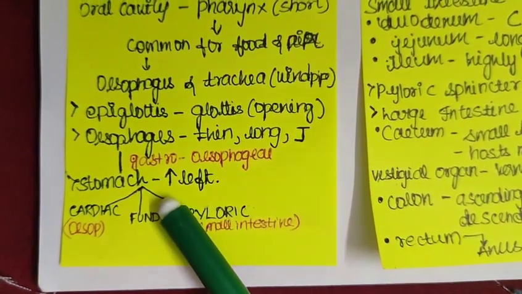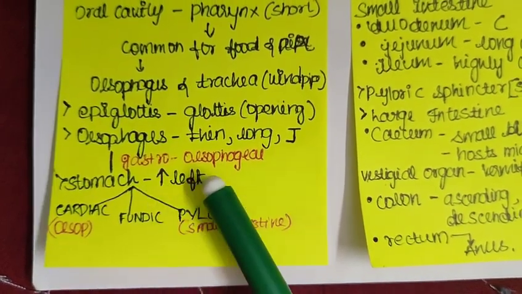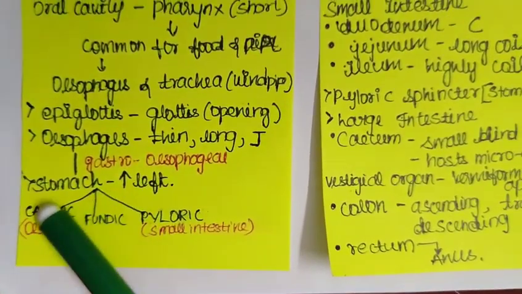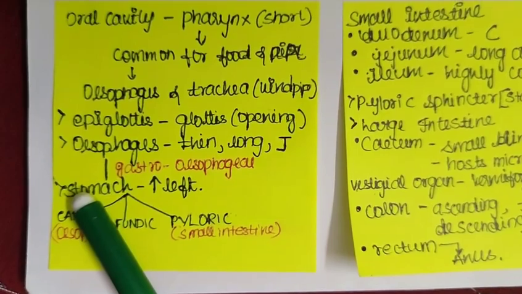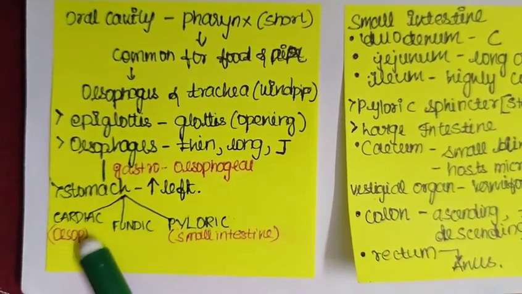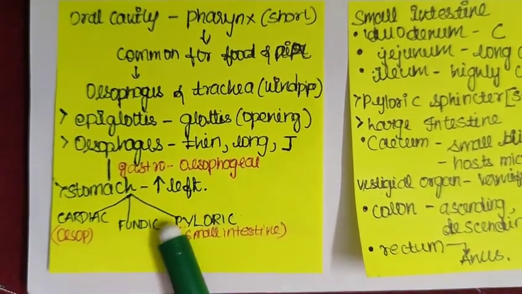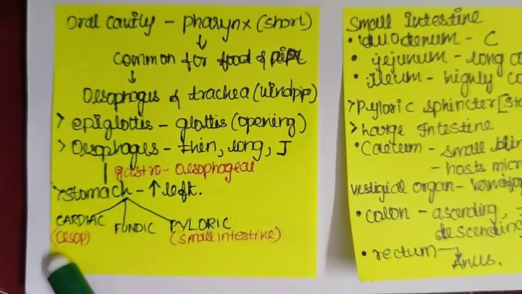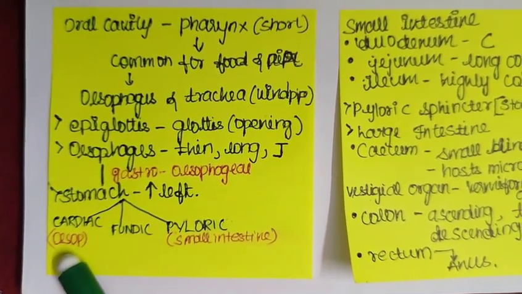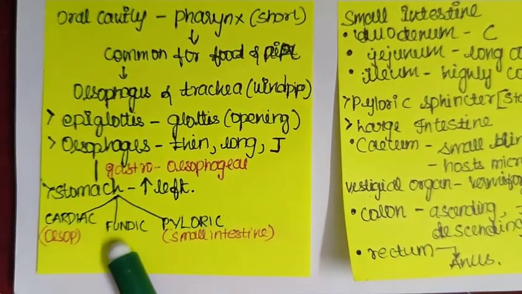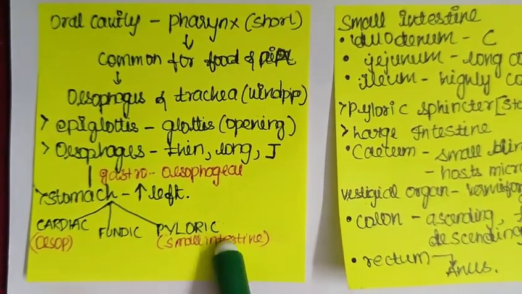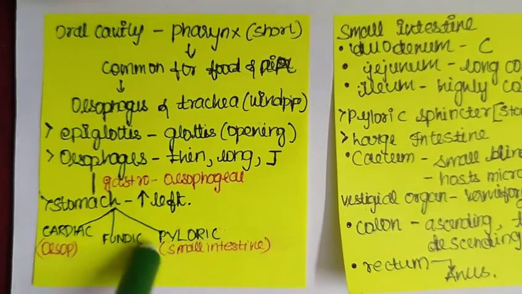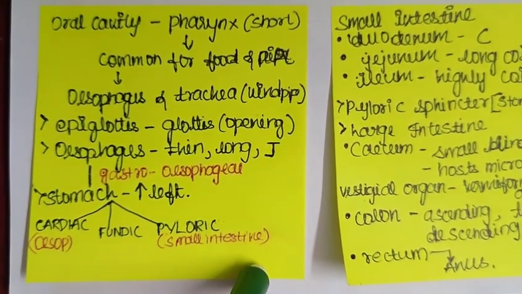Now the stomach is situated in the upper left of the abdominal cavity. Where is the stomach situated? It is situated in the upper left and it has three portions, which are cardiac, fundic and pyloric. The cardiac is where the esophagus connects to the stomach. Fundic is the middle region and the pyloric region is this. This pyloric region will open next into the small intestine.